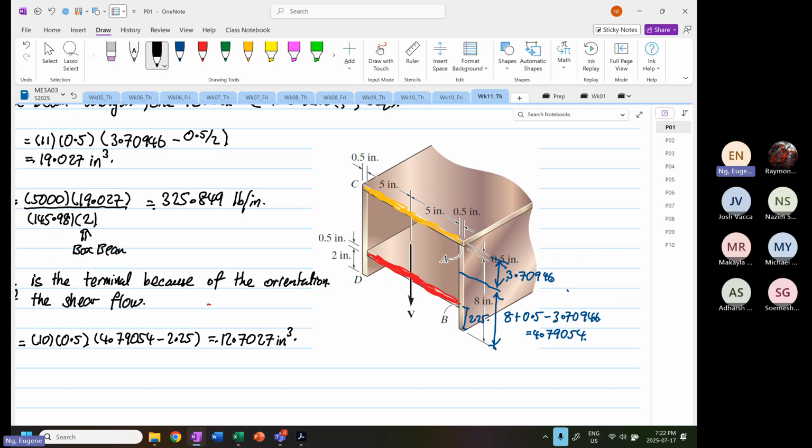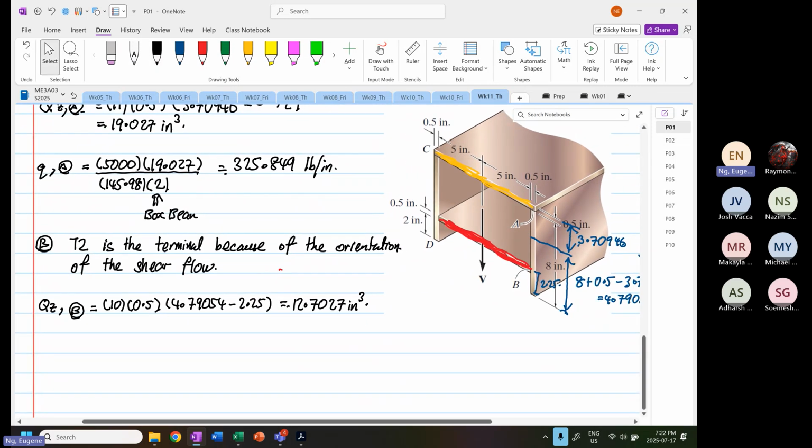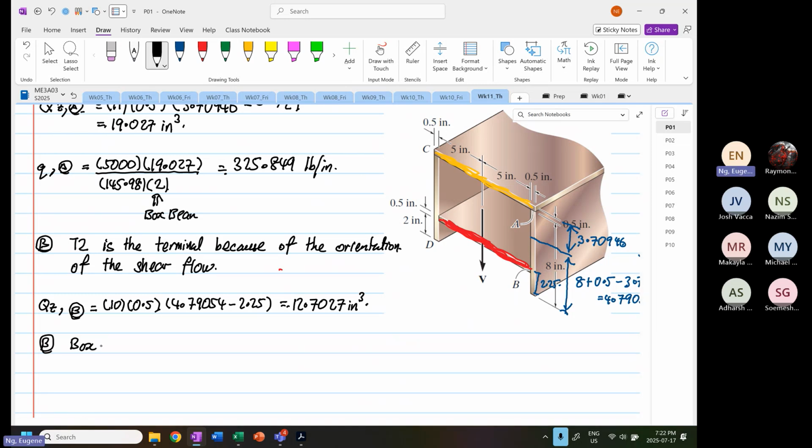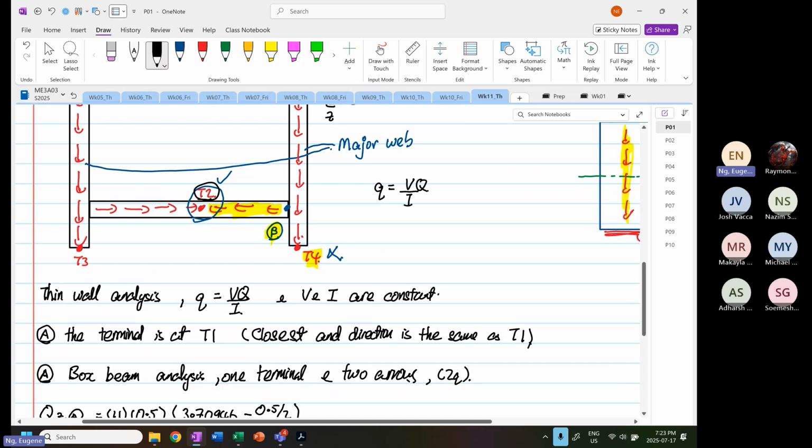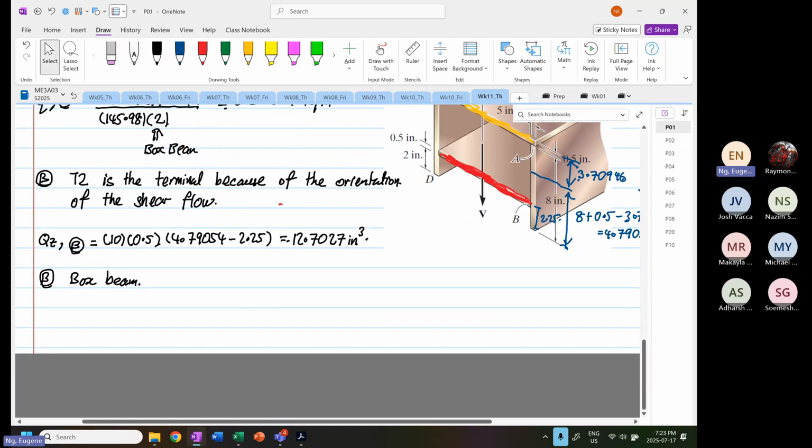Now you can see over here, it is very easy to make a mistake. The most important thing I learned while doing so many examples is you have to get your data organized. Once your data is organized, things are really easy. I forgot to write earlier that point B is a box beam, because we have two arrows coming to the terminal, so we know we are going to have 2Q.